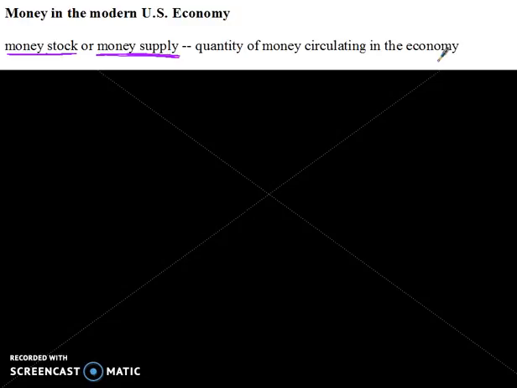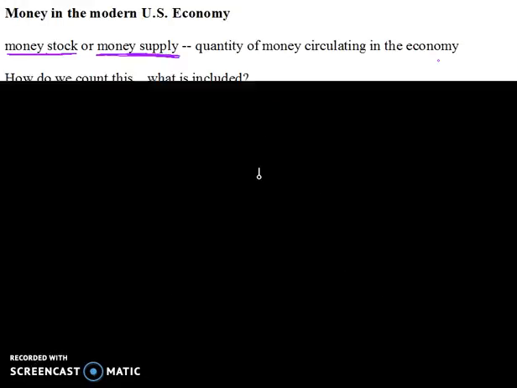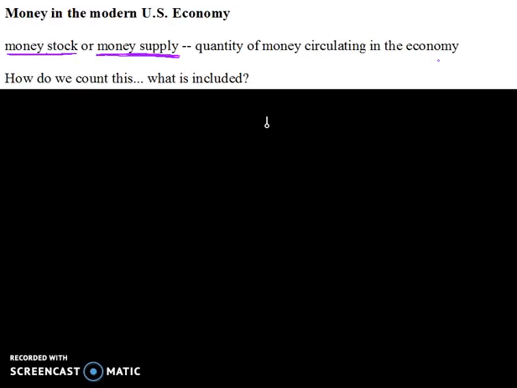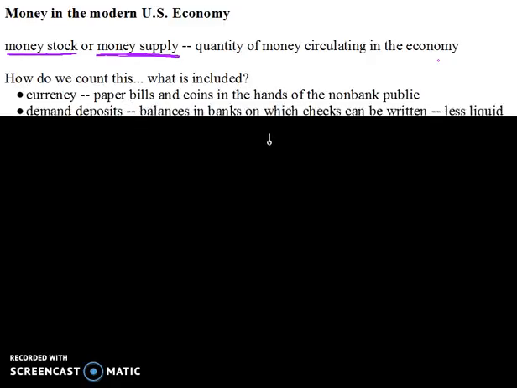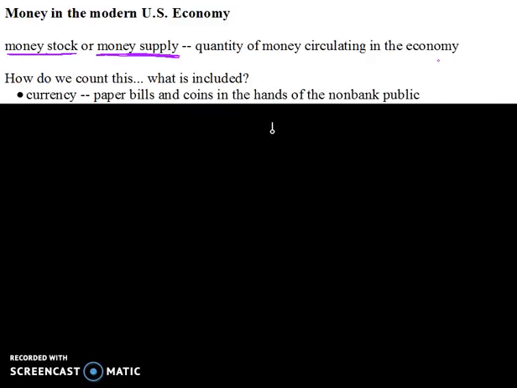But it turns out that it's really not that easy, because you get into the question of what exactly gets counted as money. One thing that's easy to count as money would be currency. We define currency as paper bills and coins in the hands of the non-bank public. So this is dollar bills and quarters and dimes and nickels, all the paper bills and coins that all of us are carrying around. That's obviously part of the money supply, and it's at least theoretically easy to count.